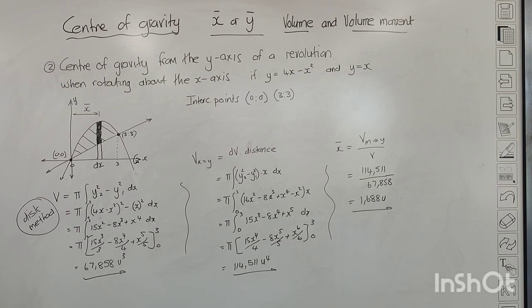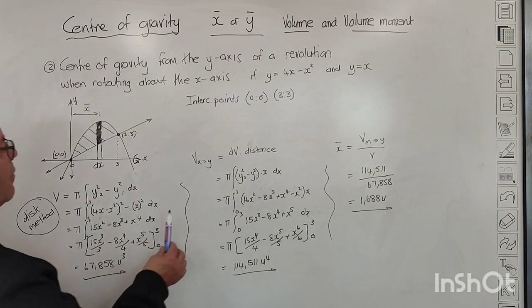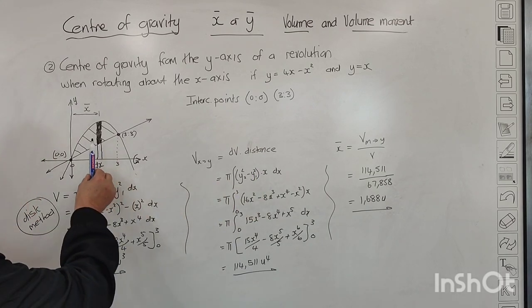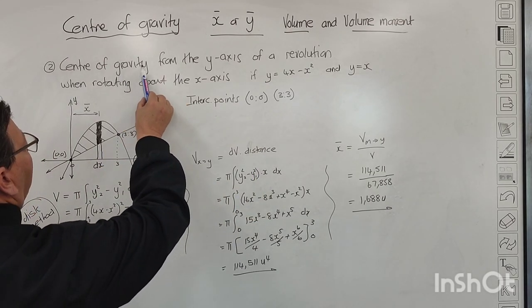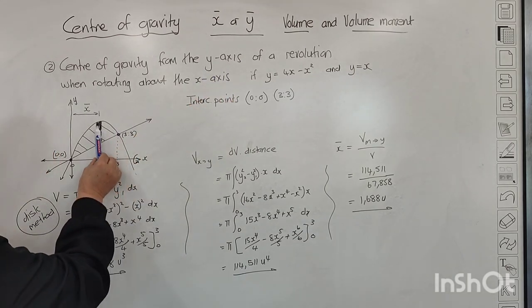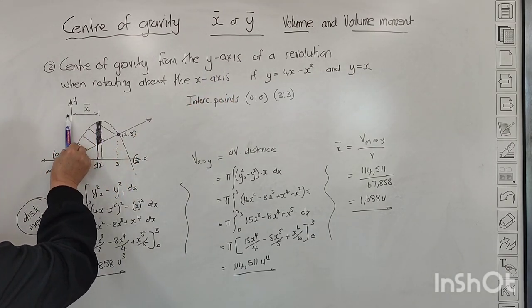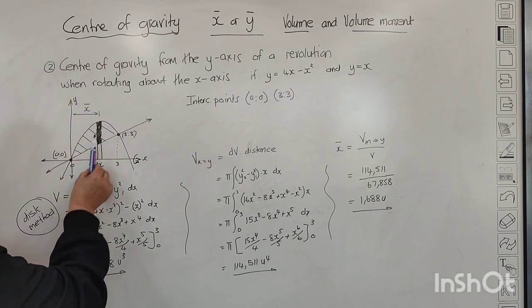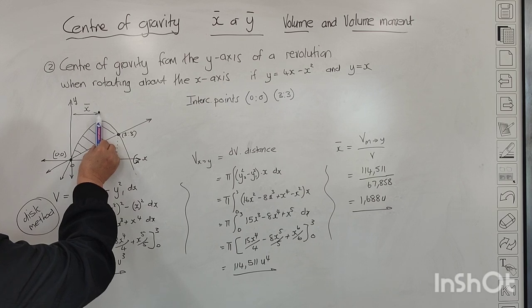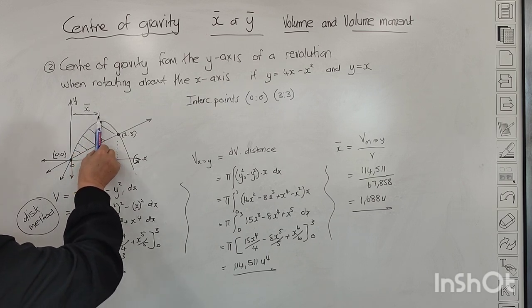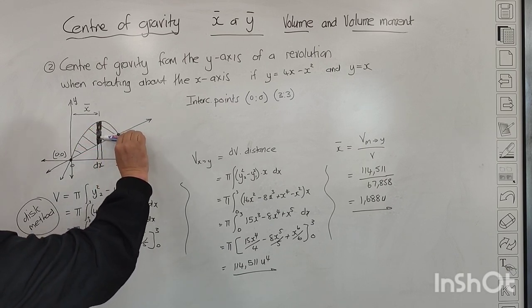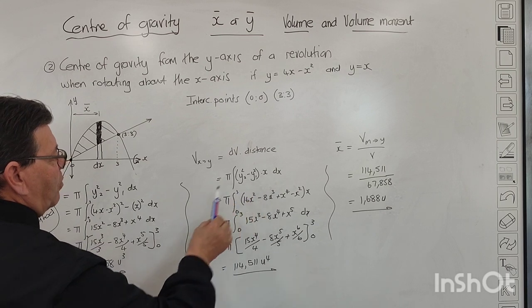67.858 units cubed. Now this is my volume. If I want to find my volume moment, I'll have the volume times the distance. So the distance that they require is the center of gravity from the y-axis. So from this strip towards the y-axis, that will also give me an x value. So it's the full strip times the full distance. Once again, if it was the dx strip and they wanted towards the x-axis, then it would be half the value. Then I would divide this x by 2.